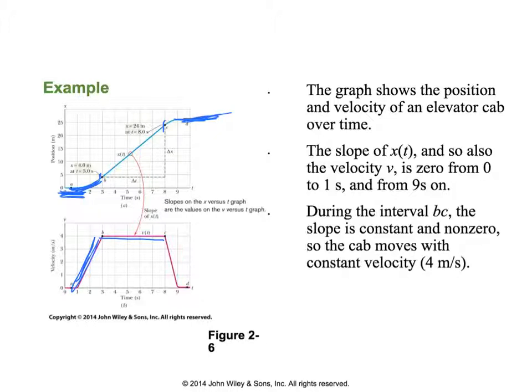The elevator car is stationary. It speeds up to a max speed, and then it will eventually slow down up here between C and D, and then that translates to a negative slope on our velocity graph.